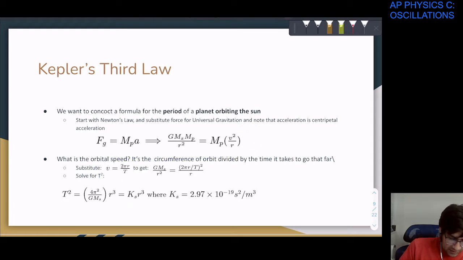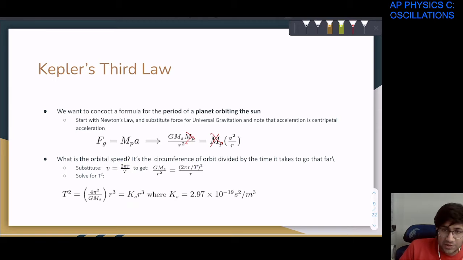And we can cancel out one of the r's over here with this over here. And we end up getting G times, and we can also cancel out the m_p's because they both appear over here and over here. And what we end up getting is G times m_s divided by r squared is equal to this v squared, where we've substituted in v divided by r.